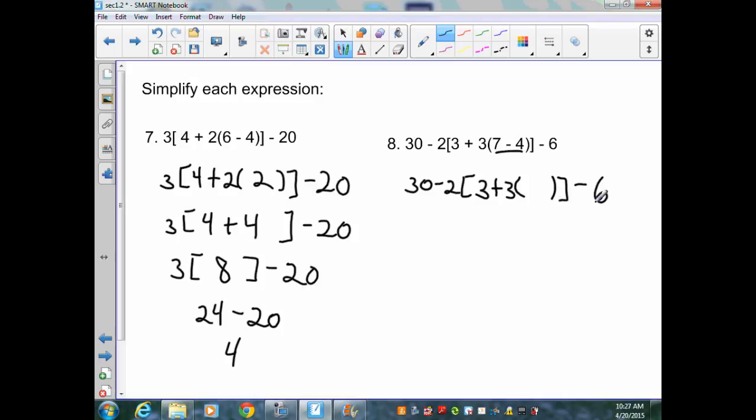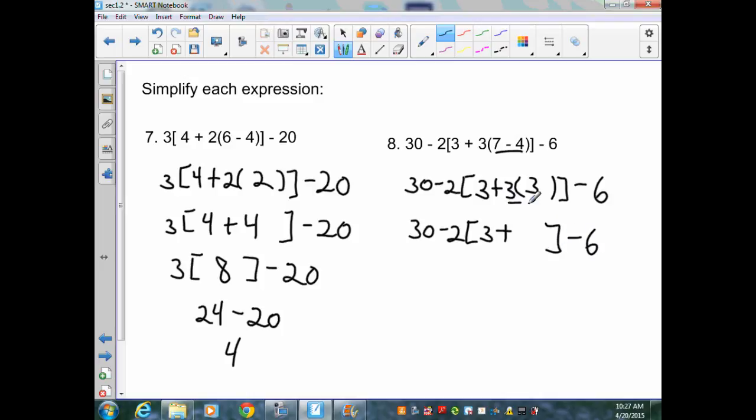So in this type of situation, just like on this one, I want to work on the inside out. So all of this, all I did is copy all of that material. I'm just going to go 7 minus 4 is 3. Now I'm going to copy everything down again. 30 minus 2, 3 plus, minus 6.